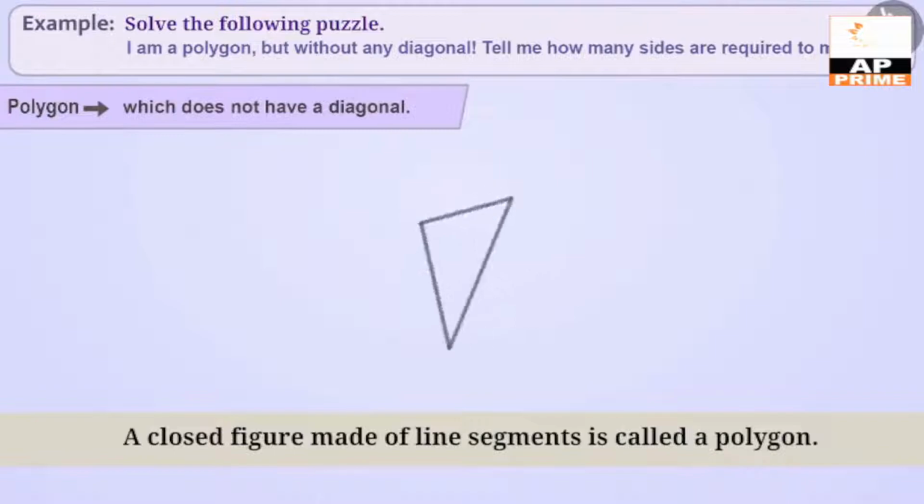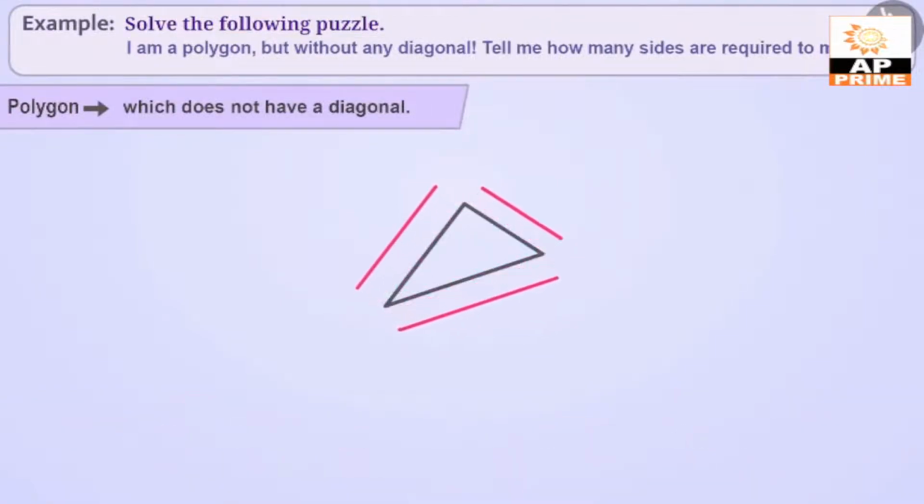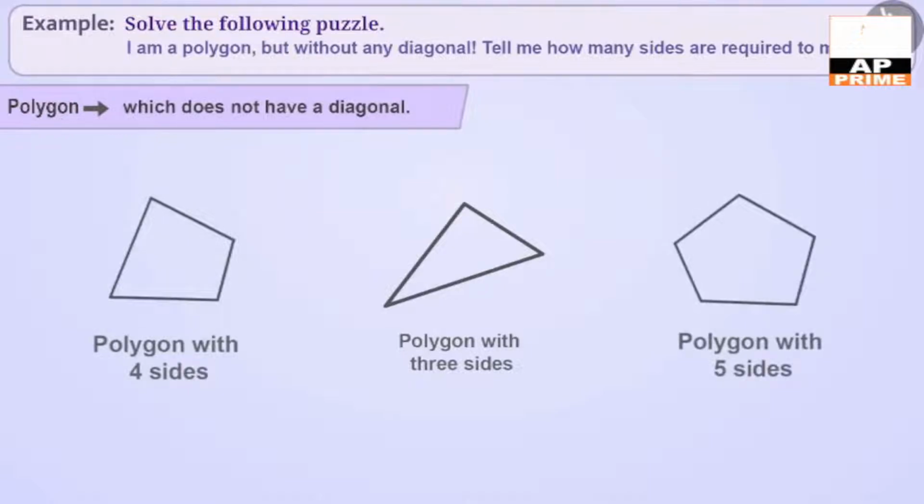As you know, a polygon is a closed figure made of line segments. The line segments from which the polygon is made are called sides of the polygon. You also know that at least 3 sides are compulsory to form a polygon. Let's draw some polygons. This is a polygon with 3 sides. This is a polygon with 4 sides, and this one has 5 sides.